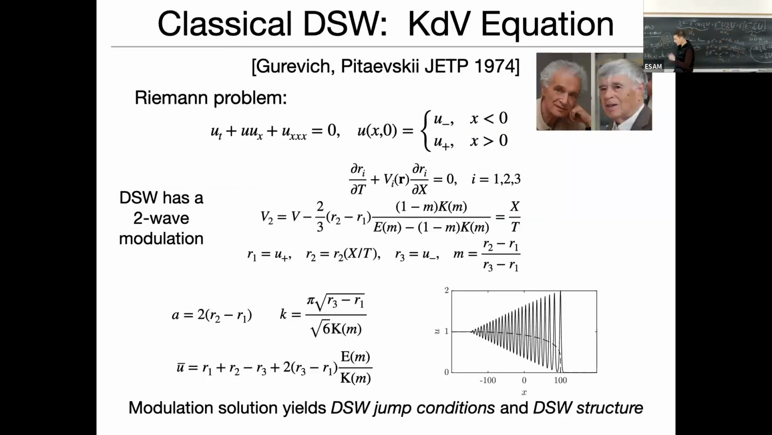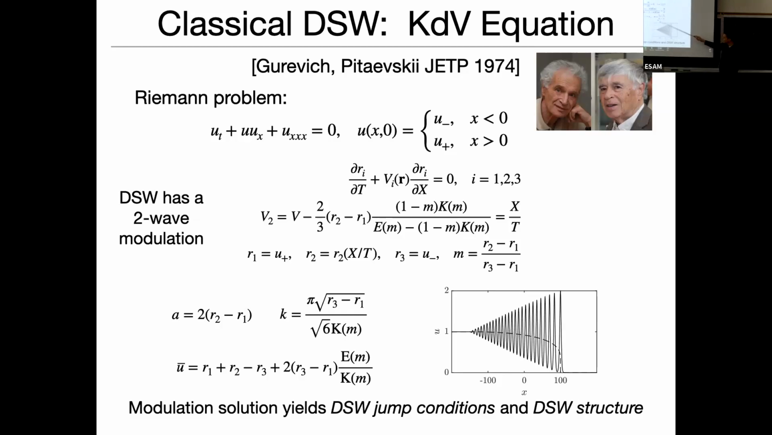So this wasn't proposed or discovered until Gurevich and Pitaevskii solved the problem for KdV. Their original motivation was for collisionless plasma, actually. But it turns out this is probably more relevant for shallow water waves. And so, like I said, you have an initial jump in the variable here, and you need to recover all that information. How are we going to do that?